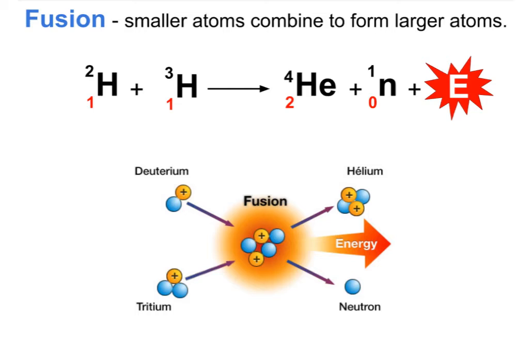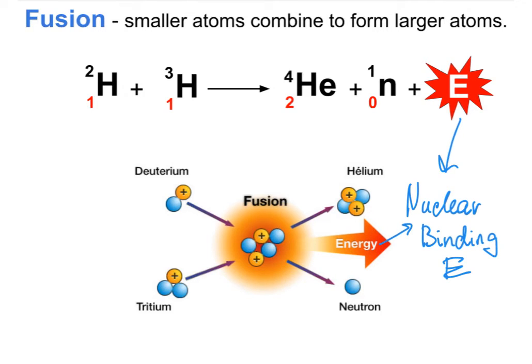So, if we go back to our example of fusion of deuterium and tritium, the energy released in the process is the nuclear binding energy. Some mass is converted into energy as deuterium and tritium form the nucleus of helium. This is the reaction that is running in the sun.